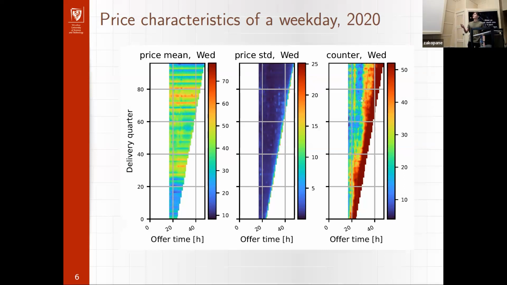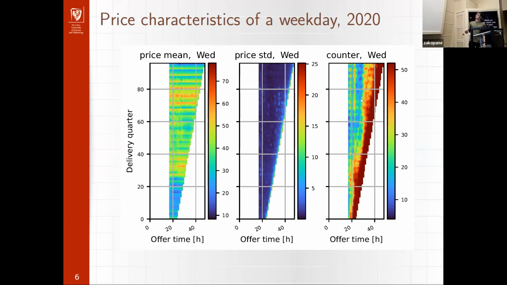Okay, so here we see the data in 3D, for a weekday, a Wednesday. On the x-axis is the offer time, and on the y-axis is the delivery quarter hour. And we clearly see the pattern that we saw in Dr. Jan Jantura's presentation. We have the morning peak, we have the evening peak, and the peak hours are from 8 to 21, maybe to 20. We have higher prices, and in the night we even have negative prices, but on average, because it's averaged over the whole year, it's a very low price.